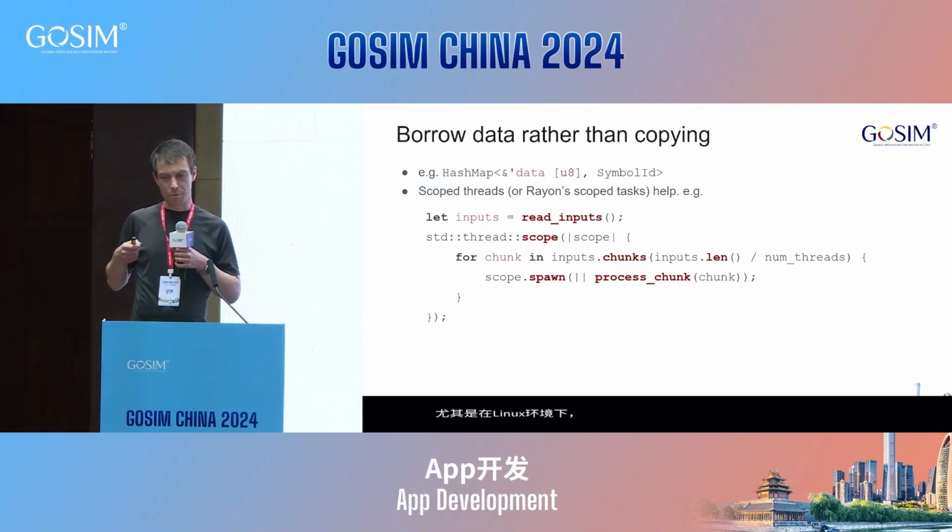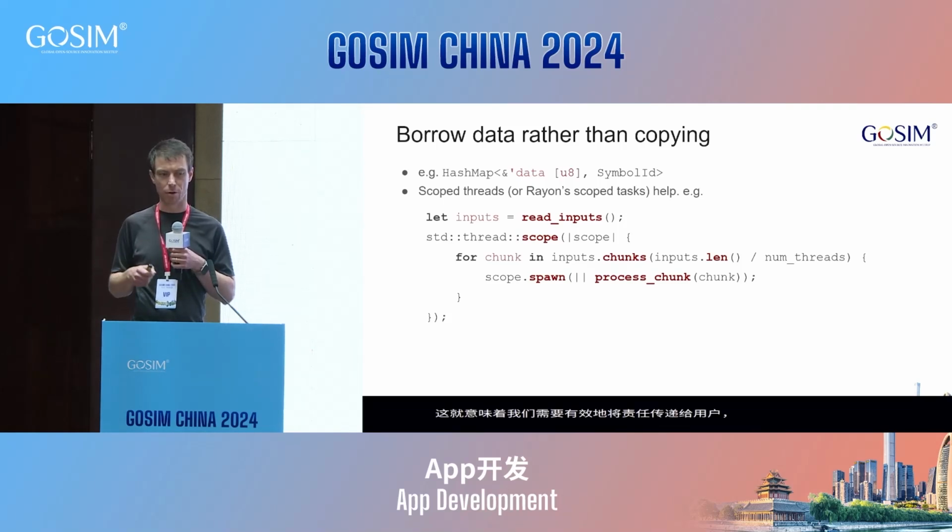So Wild tries as much as possible not to copy data and to just borrow data from wherever it can. And so, for example, the hash map from symbol names to symbol IDs borrows data from the original input files. So that's what the tick data lifetime is here. It's saying that data is borrowed from the input file. And in order to make this actually work, scoped threads are super useful. So I love using scoped threads. Wild actually doesn't use scoped threads per se. It uses Rayon scoped tasks, which allow it to reuse the threads in the thread pool. But the idea is roughly the same.